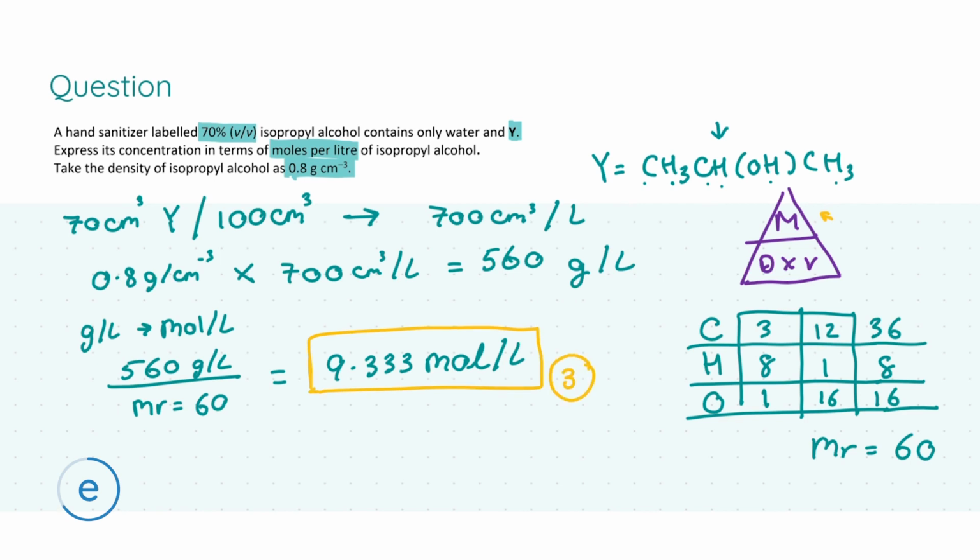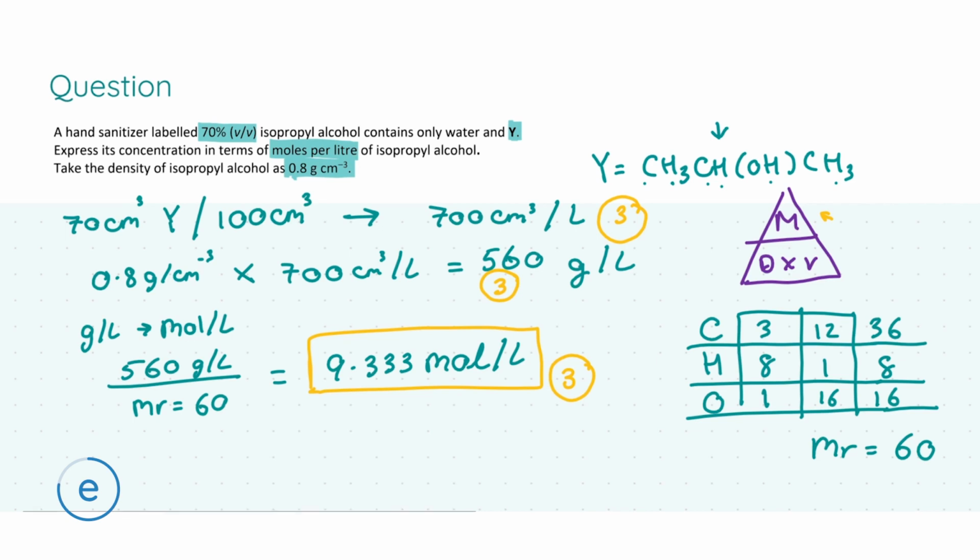But where are the marks going? So you're getting 3 marks for your actual answer. You're getting another 3 for finding the 700 centimetres cubed per litre into grams per litre, using your monkeys drink vodka triangle. And then you're getting another 3 for converting 70 centimetres cubed per 100 centimetres cubed into 700 centimetres cubed per litre. So you're getting another 3 marks up here.